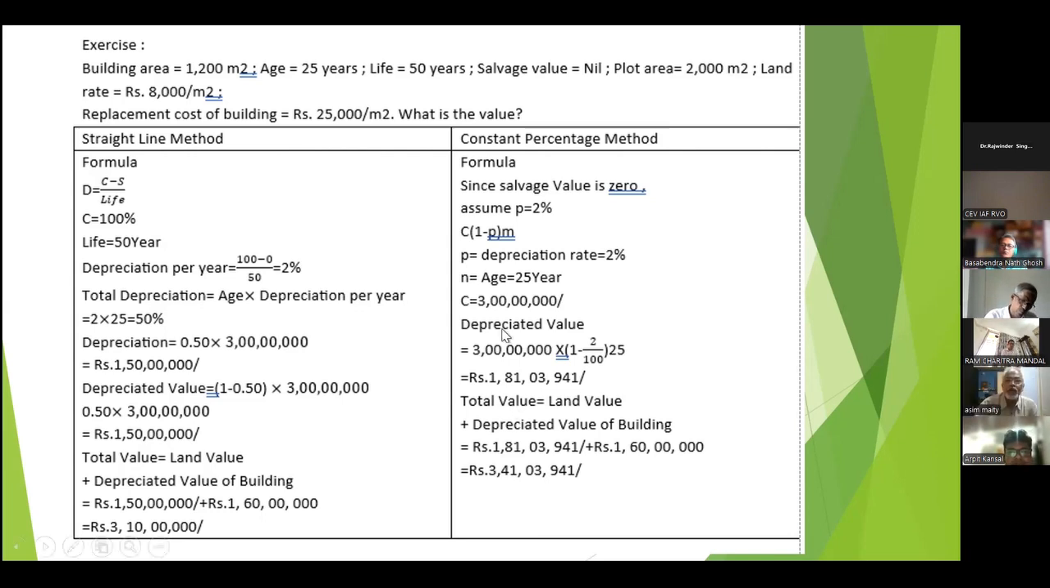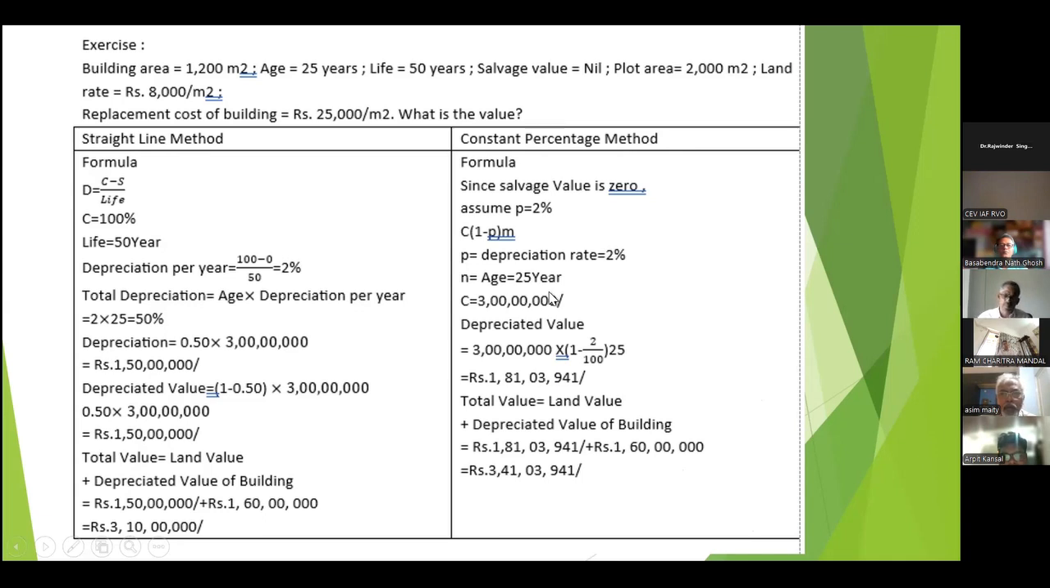Sir, one thing regarding the constant percentage method: normally the historical cost is considered, and here it is replacement cost. Please clarify. Sir, your voice is not clear, please speak louder. Am I audible now? Yes, sir. For the constant percentage method, are we going to take the replacement cost of the building or the historical cost of the building? Sir, we are taking the replacement cost of the building.